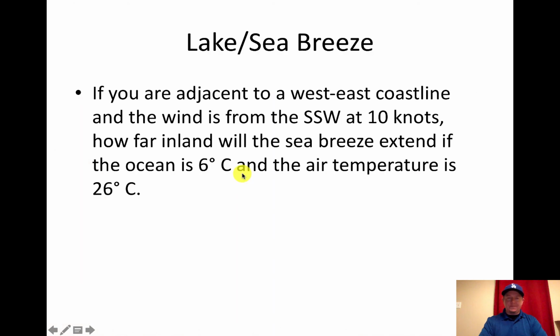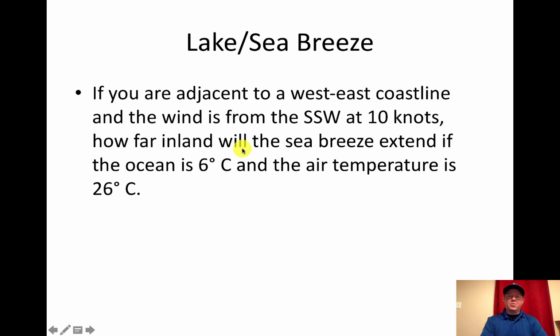Okay, so hopefully that makes sense. All right, so now we're changing it up a little bit. Now instead of perpendicular winds, we're getting winds that are not 90 degrees. They're a little bit off, right? So if the wind is from the south-southwest at 10 knots, well, we know that's 0.85. So are we going to use 10 knots? No, we're going to use 8.5 knots, okay?